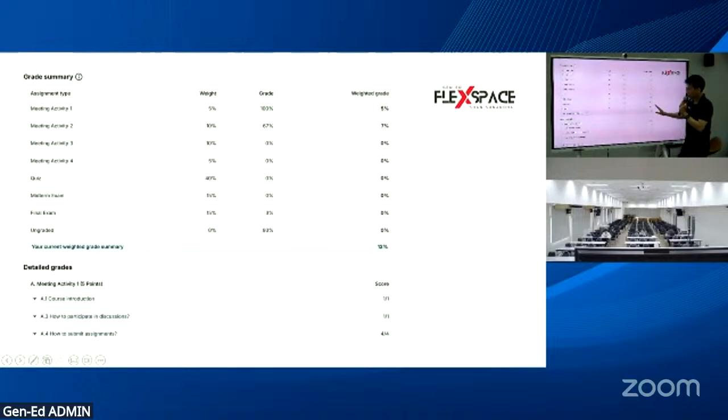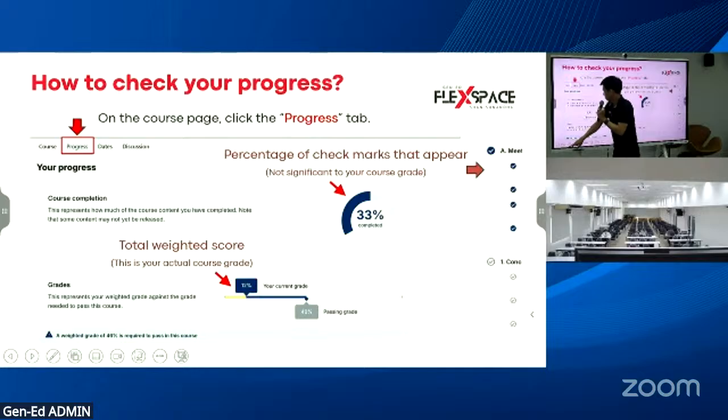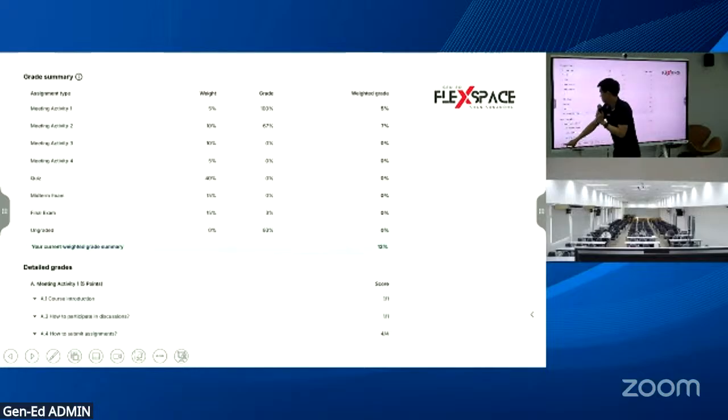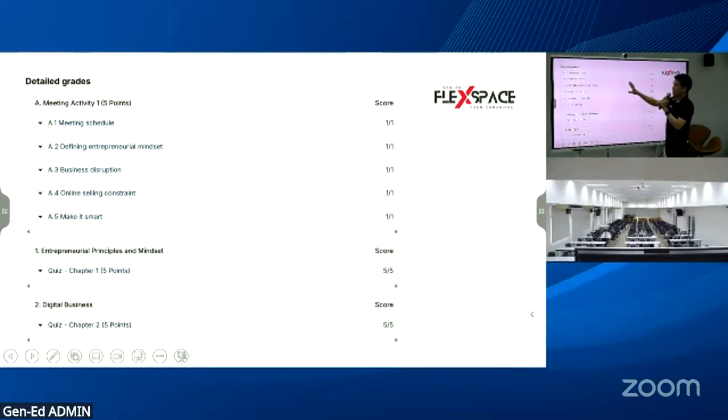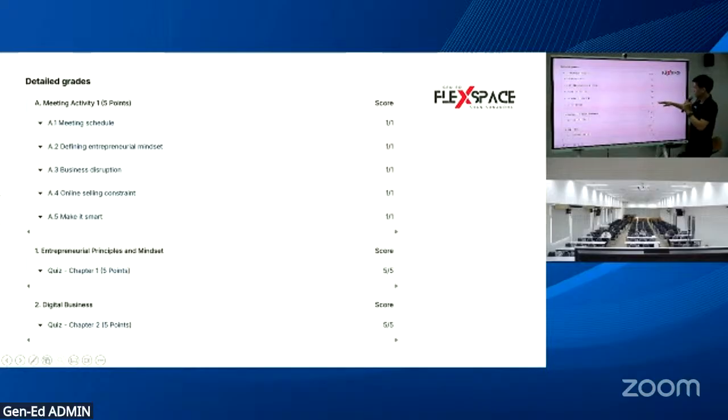And to check more detailed grade items, just scroll down below the page. It will show individual items, like meeting activity number 1, which one has associated grades. You need to check them all and check which one you missed and which one you have not attempted. So the progress tab tells you a lot. Hopefully you will check your course grades from time to time.